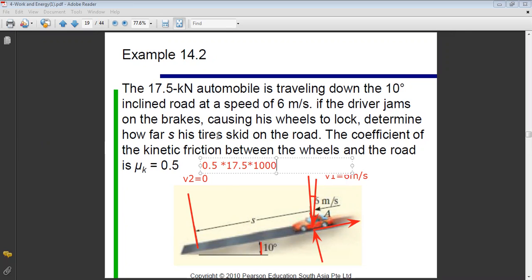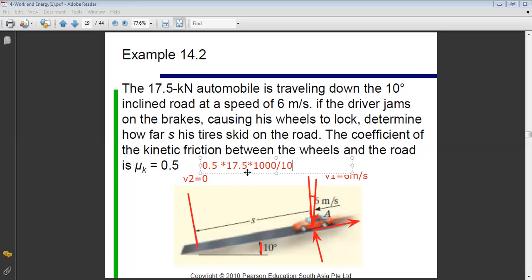And guys, don't forget to divide by g because you need the mass. When they say 17.5 kilonewton car, this means that this is the weight, and what you need is the mass, so you should divide by g, which we will take as 10. So this 17.5 times 100 will be the mass in kilograms.